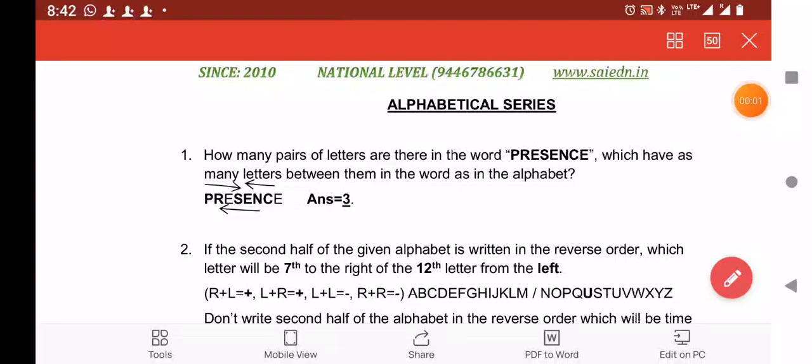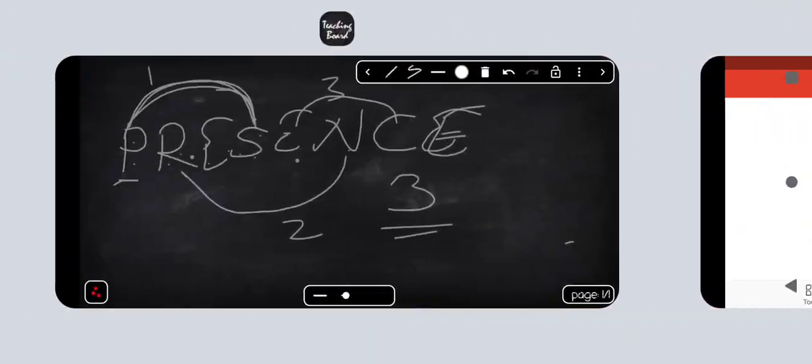Sai Ram. Today we are going to learn another topic of the series, that means alphabetic series. In the last class we have already learned the number series. Now it is alphabetical series. What is the first question? How many pairs of letters are there in the word "presence" which have as many letters between them in the word as in the alphabet? Let us see how to do it.